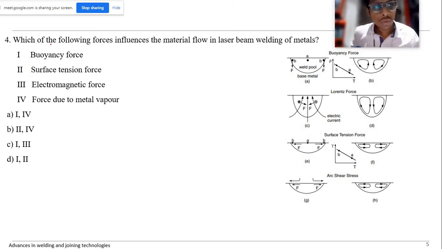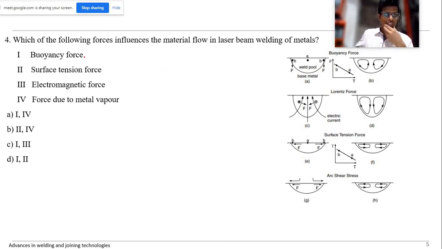I think it's not discussed. Basically, not 1 and 4. Mainly 1 and 2, surface tension force and material flow. The force due to metal vapor is basically maintaining the keyhole effect, keyhole only.